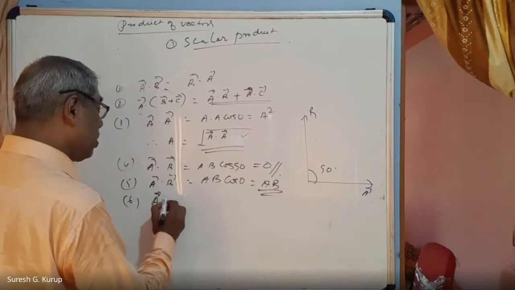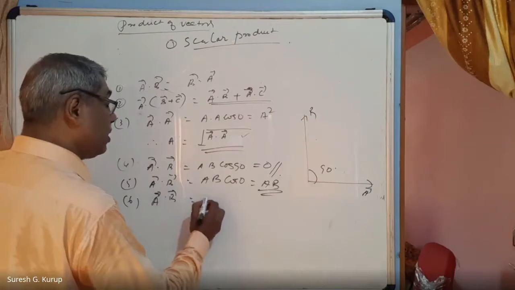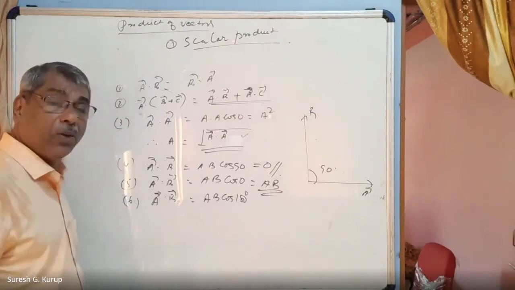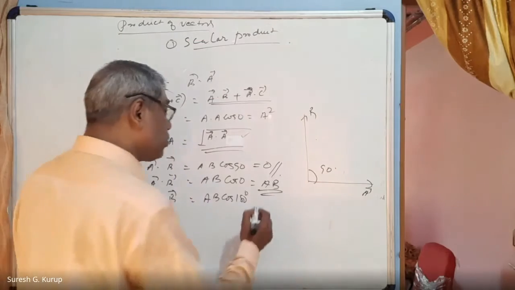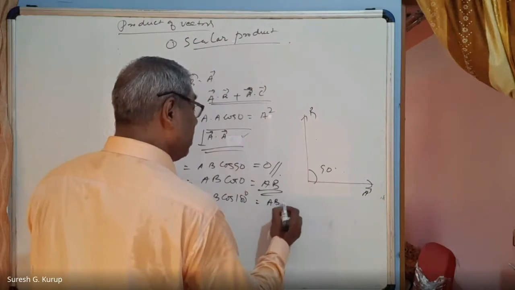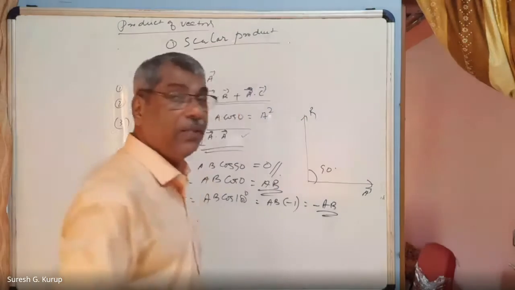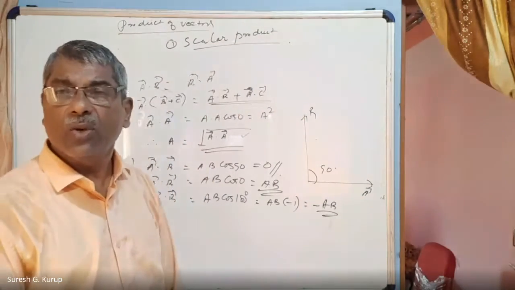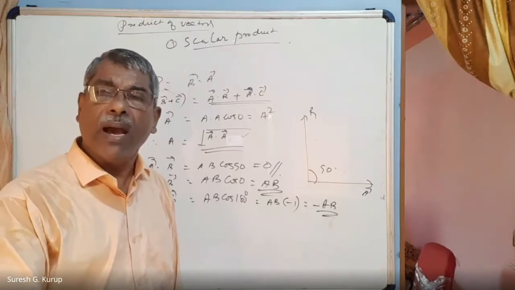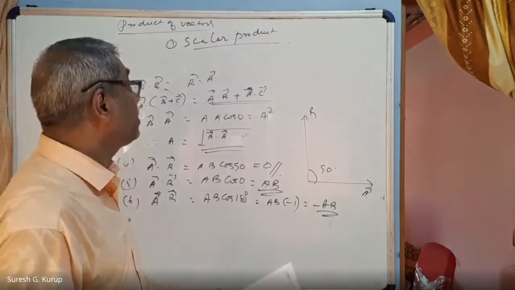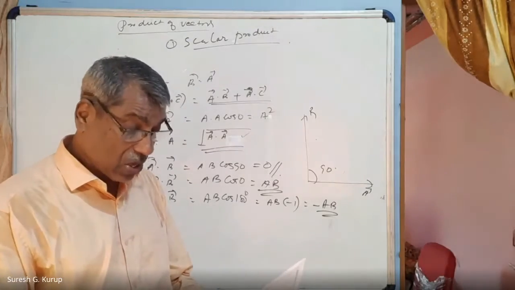Then A dot B is equal to AB into cos 180. AB into cos 180 is equal to AB into minus 1, that is equal to minus AB. But there is a negative sign. So when two vectors are parallel or anti-parallel, the magnitude of the scalar product is maximum. So this is one more thing.